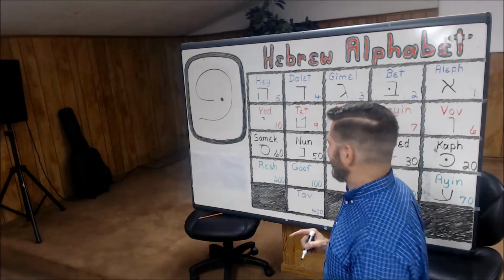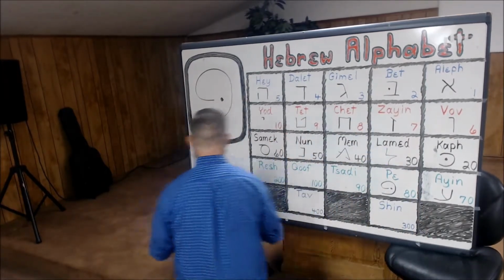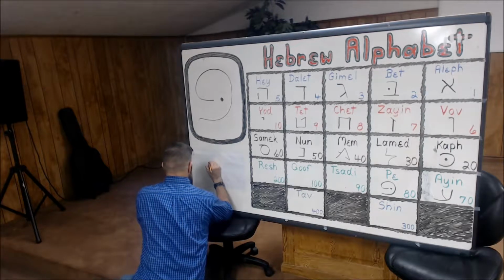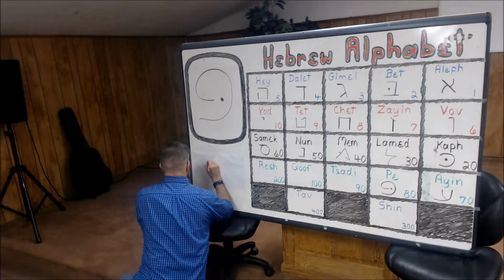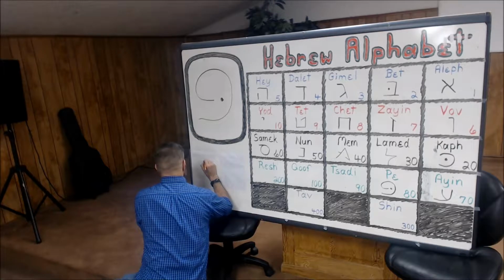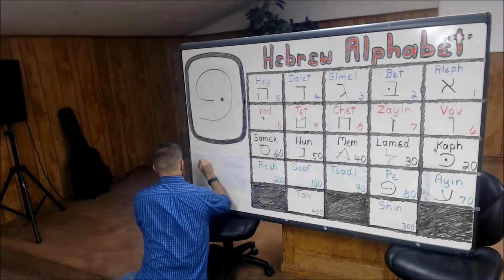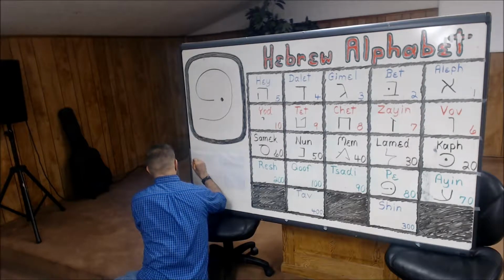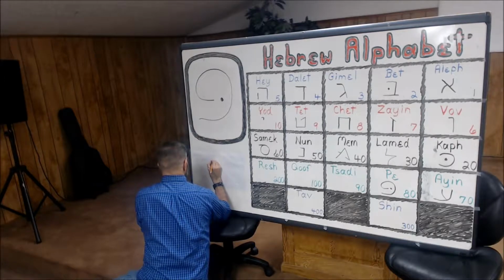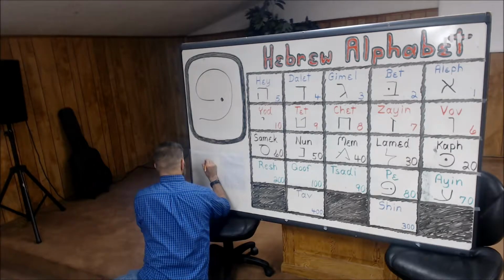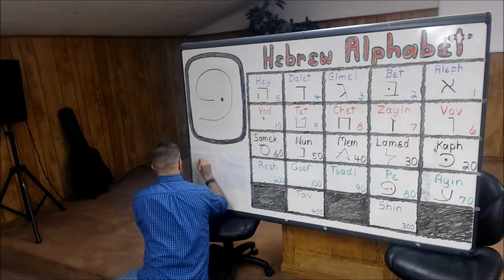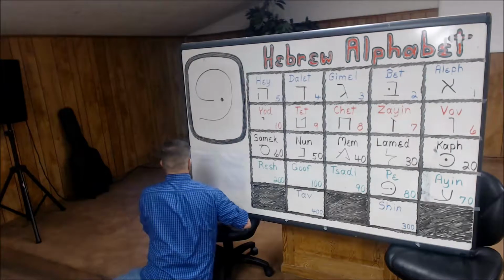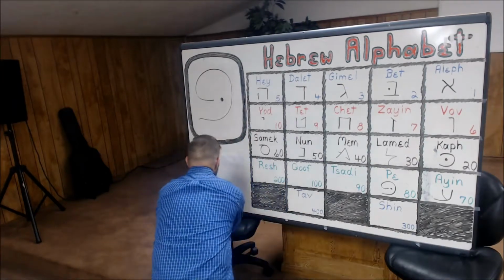So it's like a spiral. Yeah, a little spiral, like this. Hey with a little dot. The numerical value of the pay is 80. 80. Got it?